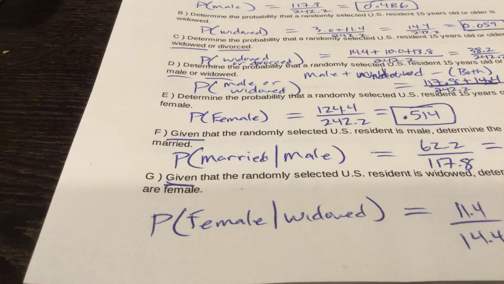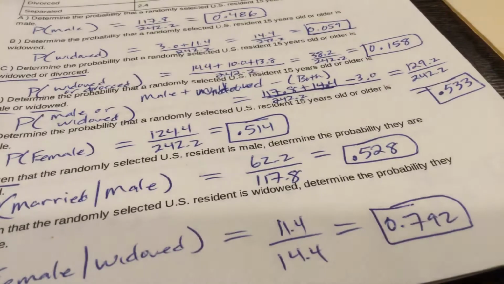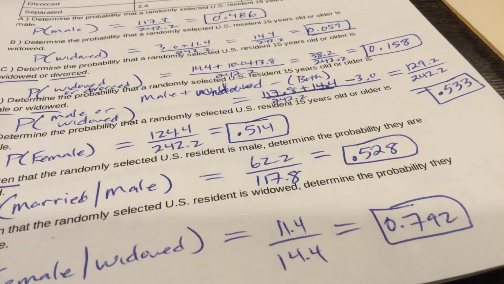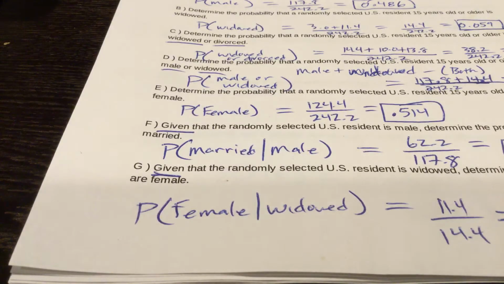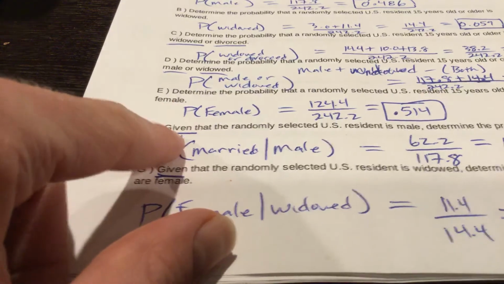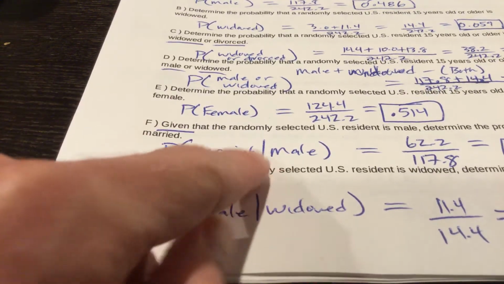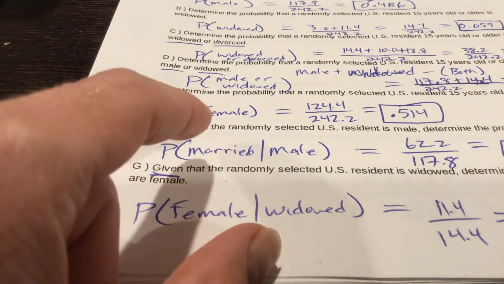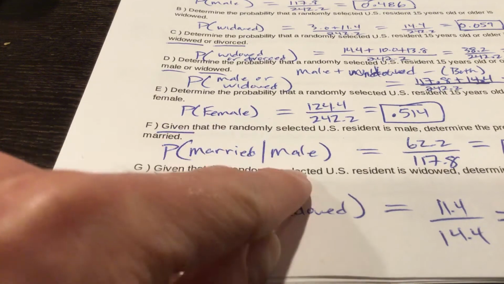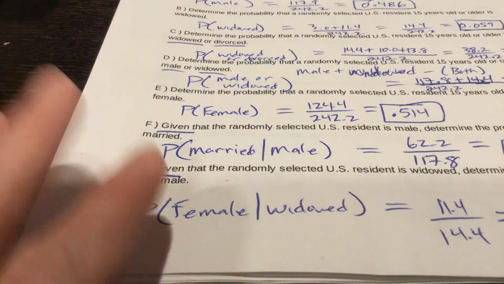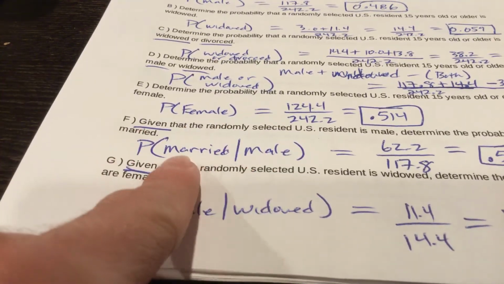So show it like this. No losing the points. Given that they're male, determine the probability that they are married. The given is always the second part of the statement. Remember, this line down means given. I want to know the probability that they're married given that they are a male.